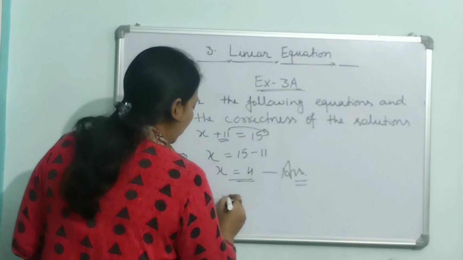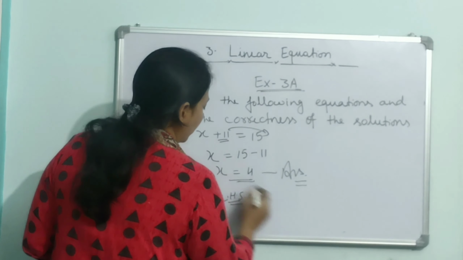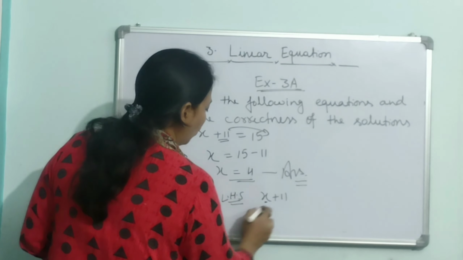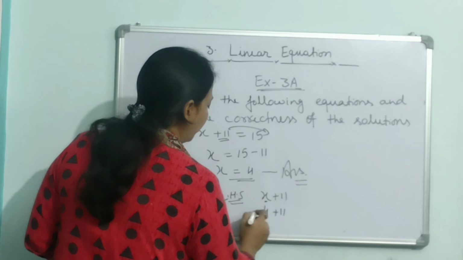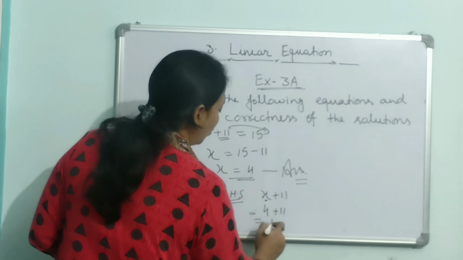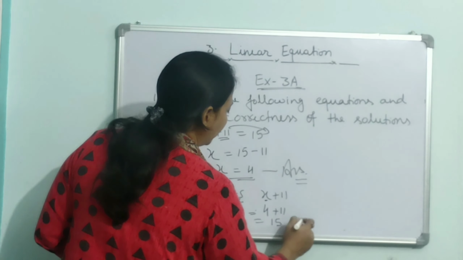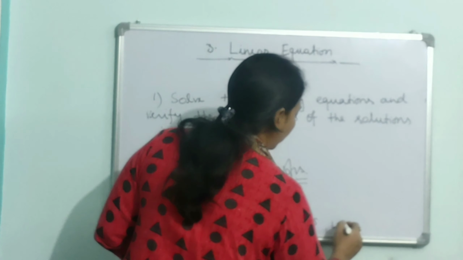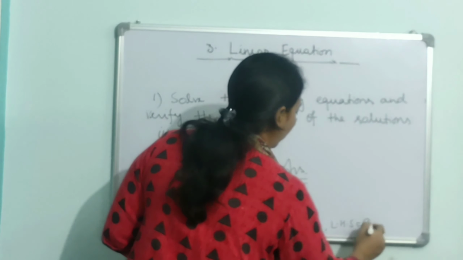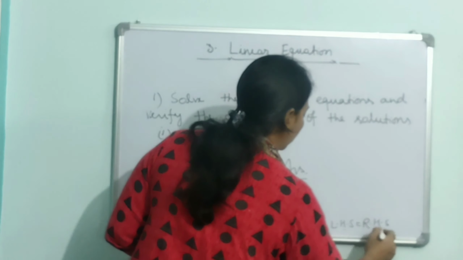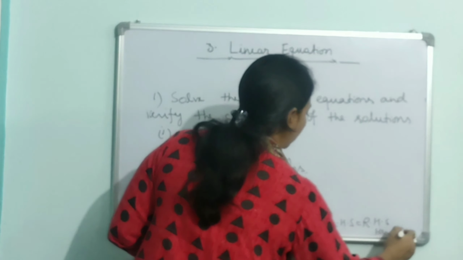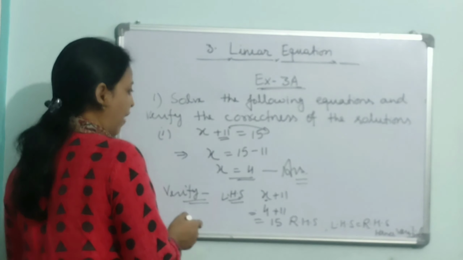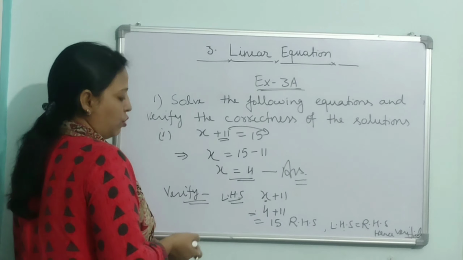So check it. In the left hand side, x plus 11. In place of x we will write the value 4. 4 plus 11. So now 4 plus 11 is equal to 15. So this is the right hand side. So we can see here that left hand side is equal to right hand side, hence verified. So this way you can also verify the correctness of the solution.